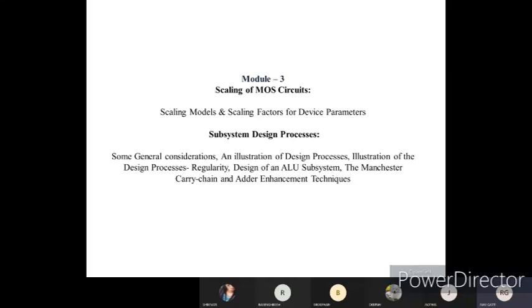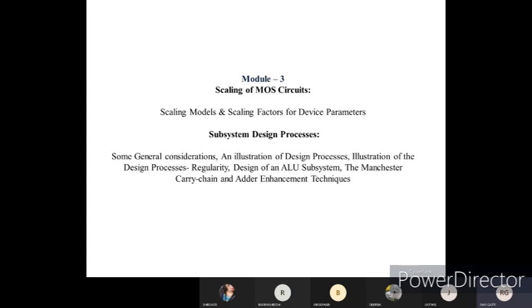Module number 3 has two chapters actually. In the first chapter we will be looking at the scaling factors, and in the second chapter of this module number 3 we will be looking at the subsystem design process. So we have undergone the general considerations we need to follow for the design process, and how the design process is illustrated with the different test cases we learned.